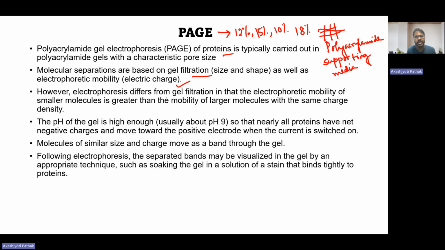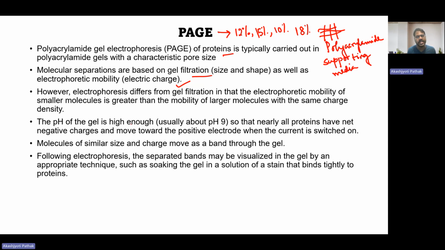However, electrophoresis differs from gel filtration. What is the difference between gel filtration and electrophoresis? In gel filtration, the particles which are larger in size were getting eluted earlier compared to those which were smaller. And the opposite is true for polyacrylamide gel electrophoresis. When you do an electrophoresis, the ones which have a smaller size will have a higher electrophoretic mobility compared to the ones which have a larger size. Okay.